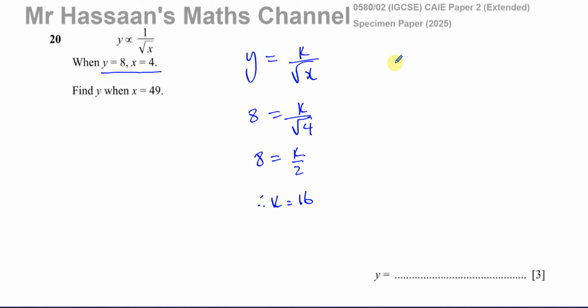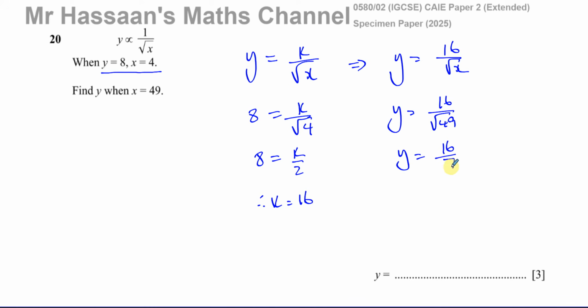And so now our equation becomes y equals 16 over the square root of x, and they ask us to find y when x is 49. So we say y equals 16 over the square root of 49. So y equals 16 over 7. The square root of 49 is 7, asking for the positive square root of 49, that's equal to 7. So you end up with y equals 16 over 7. You can leave it like that, that's perfectly fine.